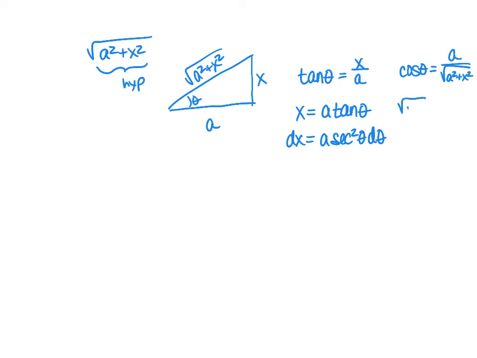We can also say that the cosine of theta is equal to a over the radical, the square root of a squared plus x squared. Rearranging it, we can find the square root of a squared plus x squared can be written as a over the cosine of theta, or can be written as a secant theta.